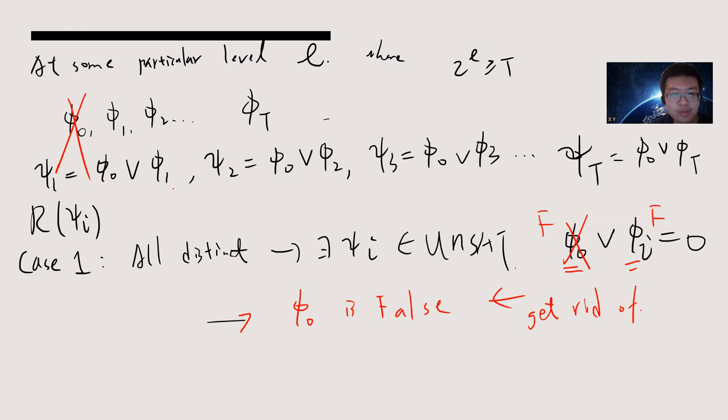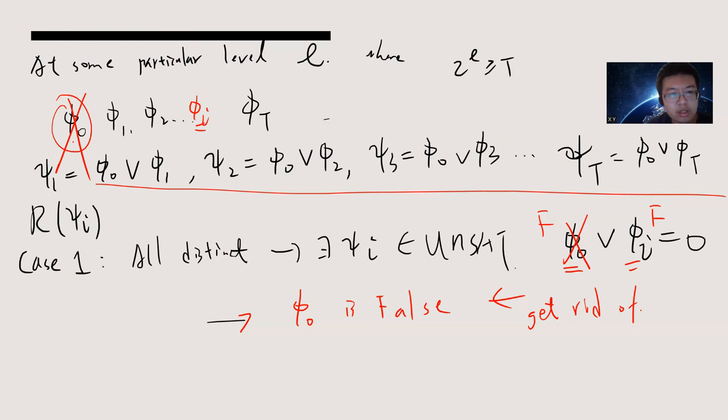If there is a phi i which is satisfiable, then fine, I just preserve it. If there is a phi i which is satisfiable, then it's fine that I can get rid of phi 0, which is unsatisfiable, which will not affect our results. So I can always get rid of phi 0. And if all the rest are unsatisfiable, then it's fine, I can always get rid of anything. So I get rid of phi 0.